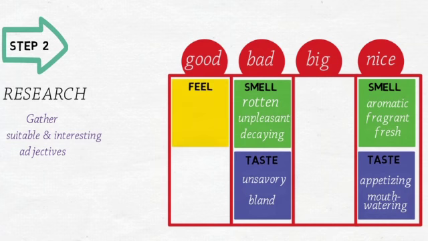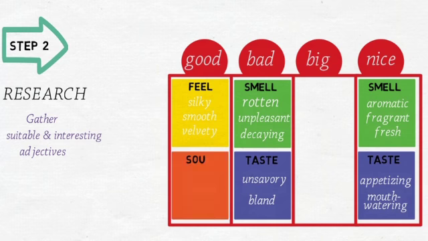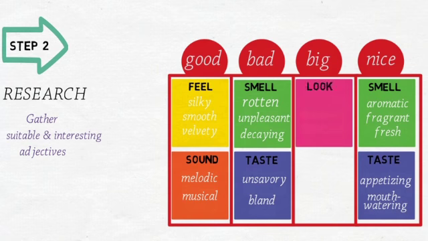If you want to say your plant feels good to the touch, you can use the adjectives such as silky, smooth, velvety. If your magical plant produces good music, you can say it is melodic or musical. Instead of saying your plant is big, use more interesting adjectives such as monstrous, enormous, or towering. These are only a handful of examples of better adjectives.